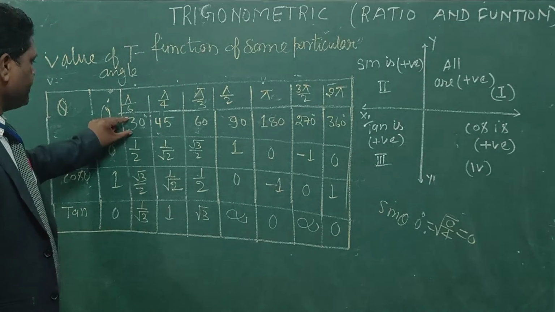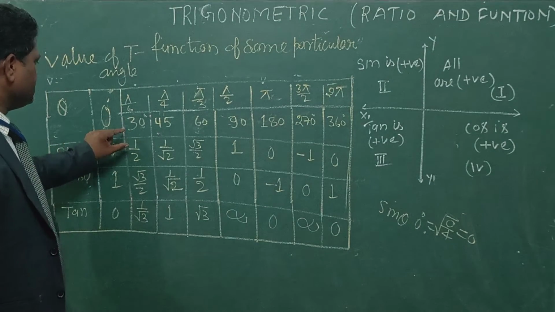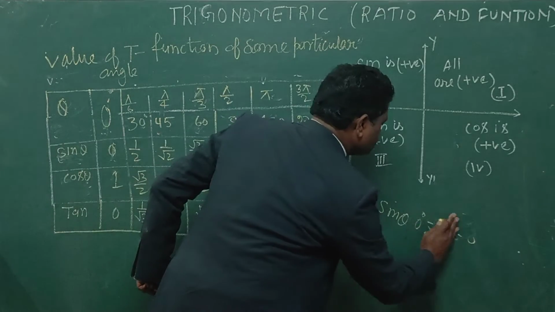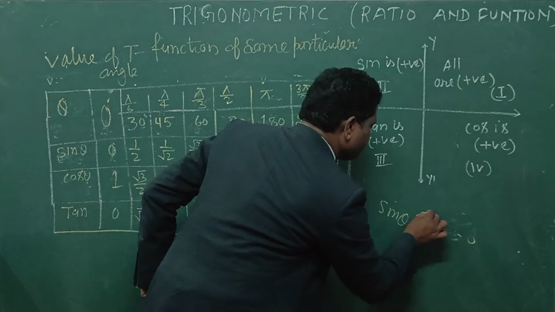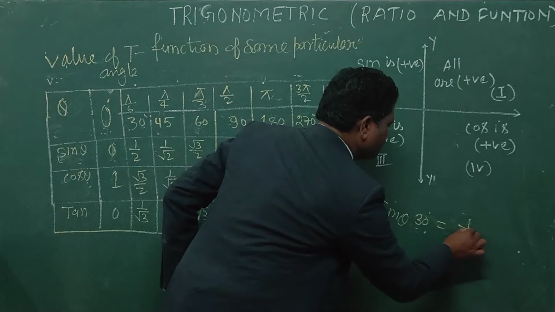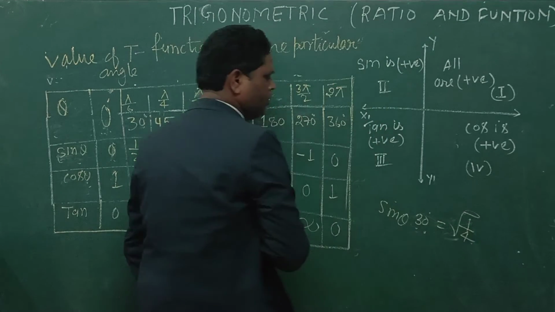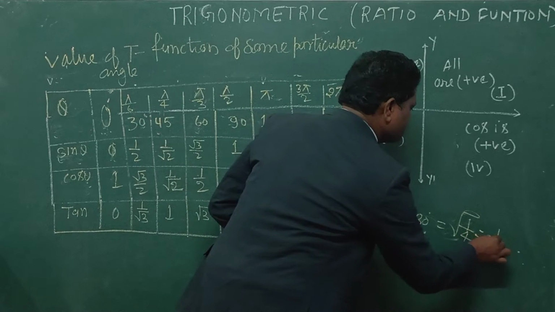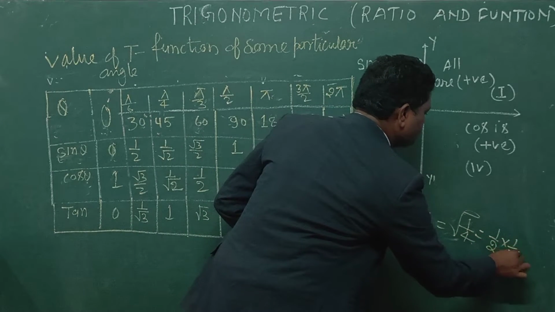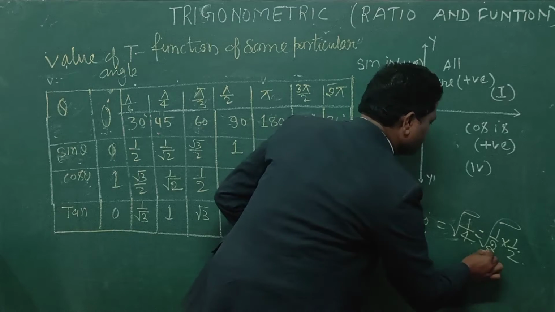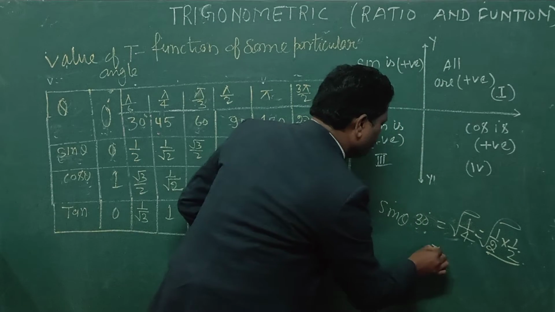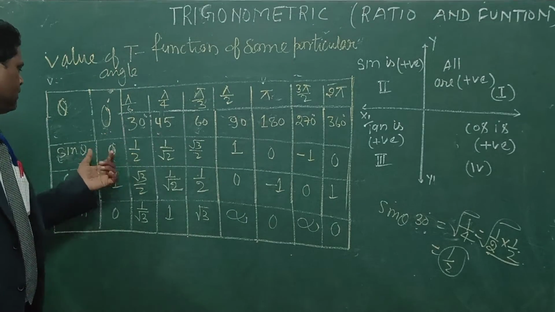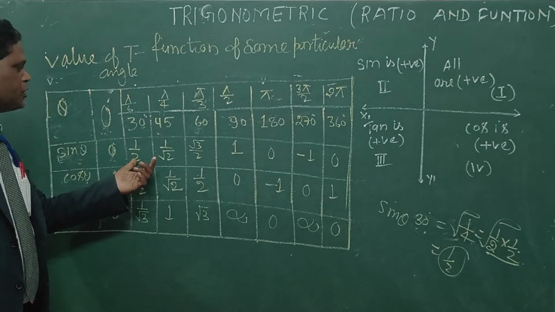And sin 30 degree. Sin 30 degree means root of 1 by 4. We know that 1 by 4 is 1 by 2 into 1 by 2, that is a square pair, so we get 1 by 2. It means sin 30 degree is 1 by 2.